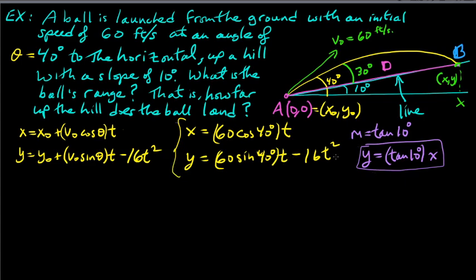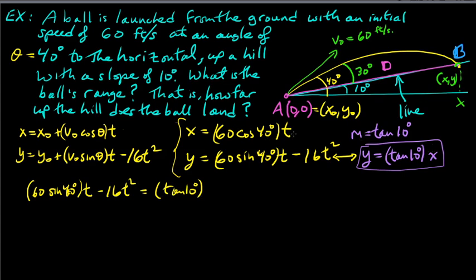So on the other hand, we can do this. We can set the two y's equal to each other. If we set the two equations for y equal to each other, because it's the same y at the point B where it lands, because it's the point of intersection between the curve and the line. So let's see what happens. We get 60 times sine of 40 degrees, and some of you probably already approximated that. That's okay. I prefer to get the exact. Minus 16t squared equals tangent of 10 degrees times x.